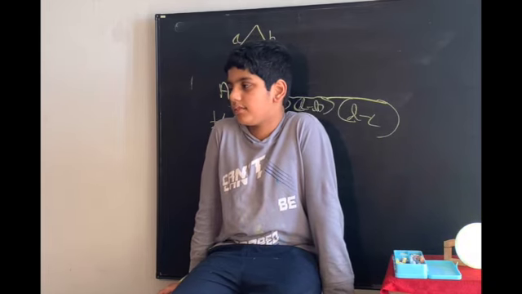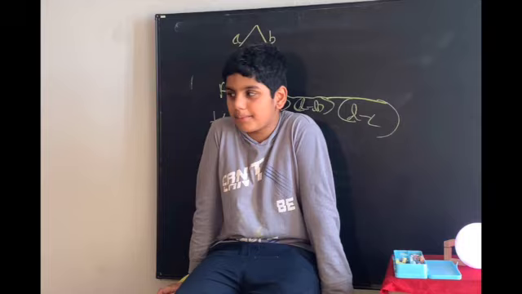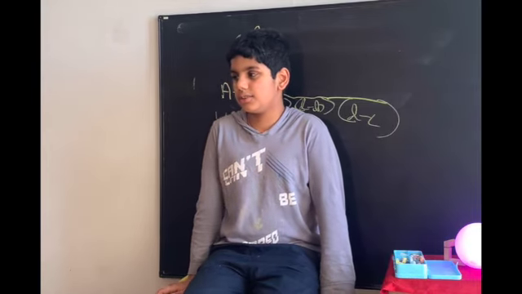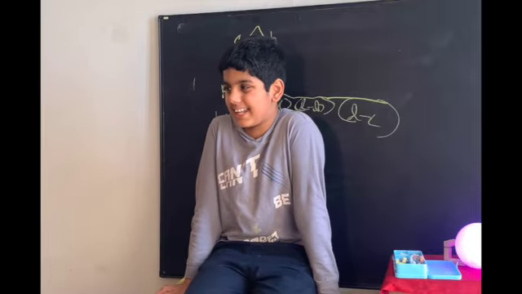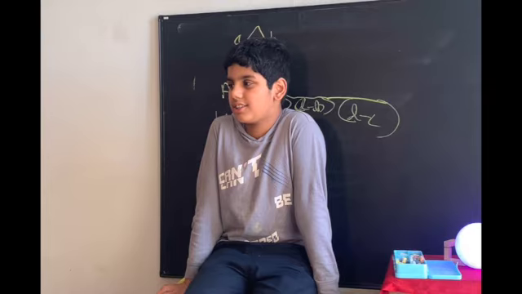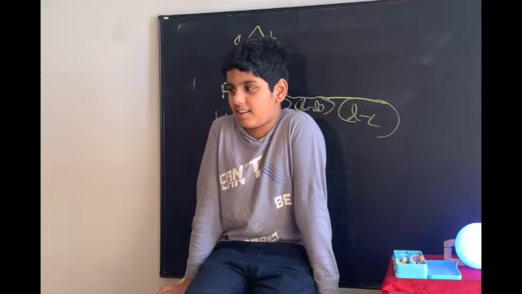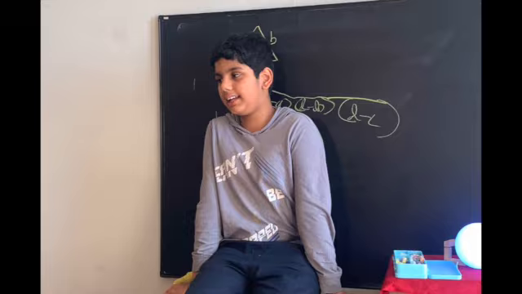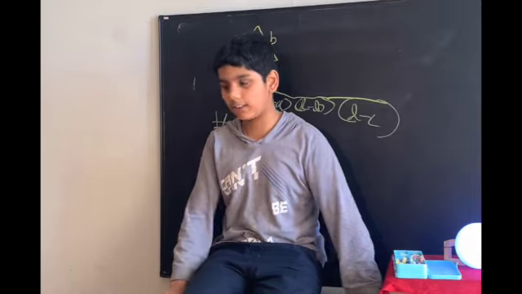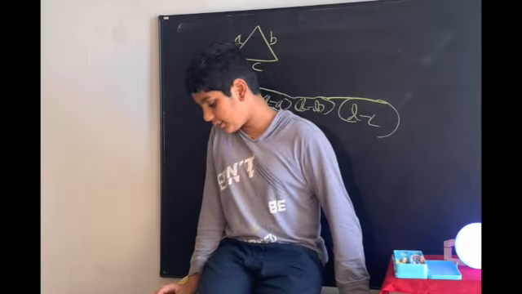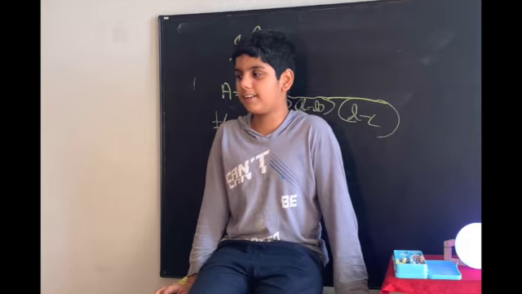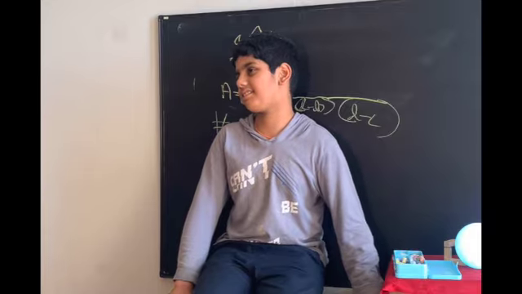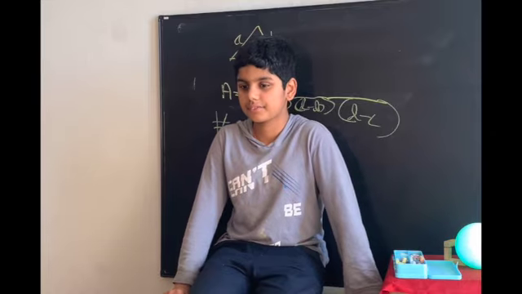Okay. What is Pythagoras theorem? According to the Pythagoras theorem in the right angle triangle. Slow down. Can you slow down? Say, according to Pythagoras theorem, in the right angle triangle, height square plus base square equals hypotenuse square. Height square plus base square equals hypotenuse square. Okay, great job.